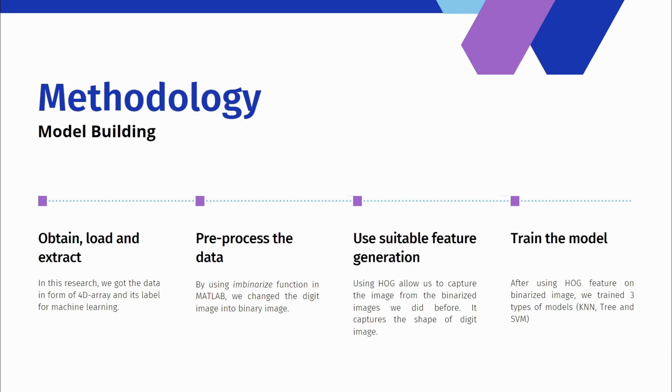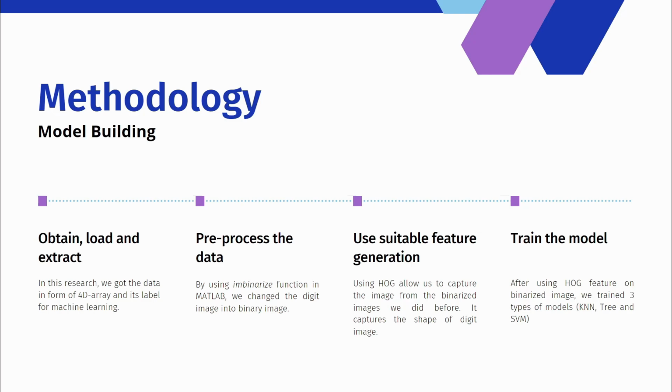Once we are done understanding our data, it is time to pre-process the data, which in this research uses the imbinarize method to change the gray level of the digit image into the white and black domain, to ease and improve efficiency once we train a model. After we binarize all the images, we can start using feature extraction, or feature generation, to extract features for the machine to learn.